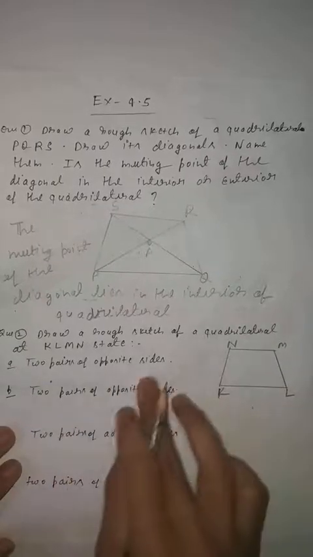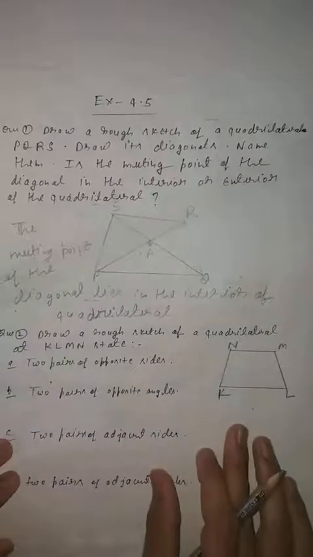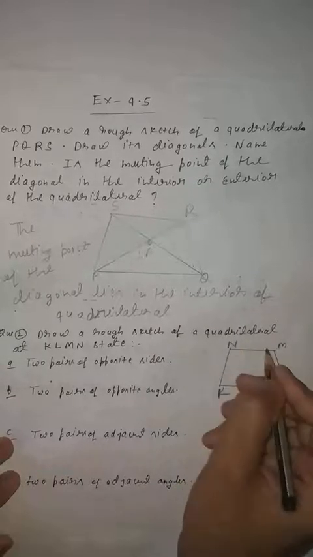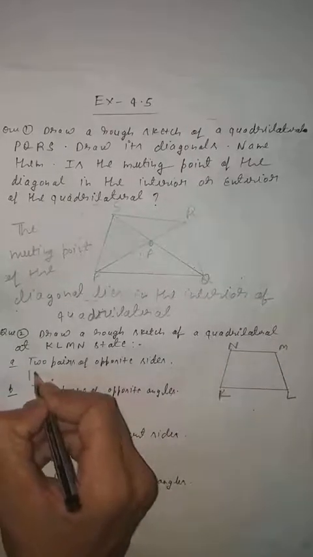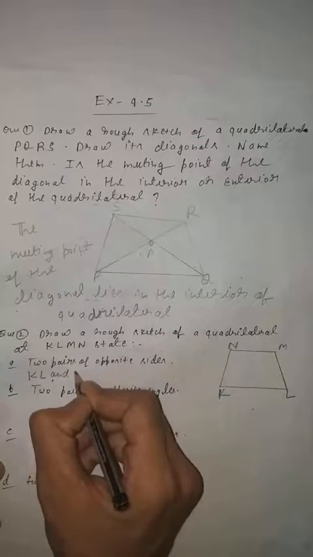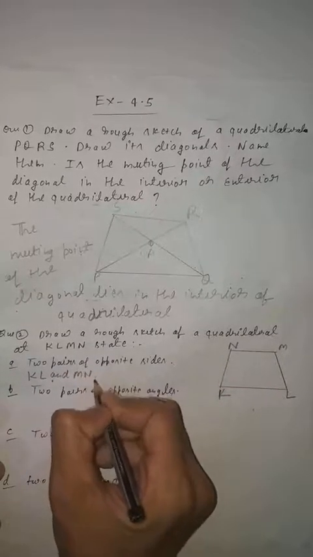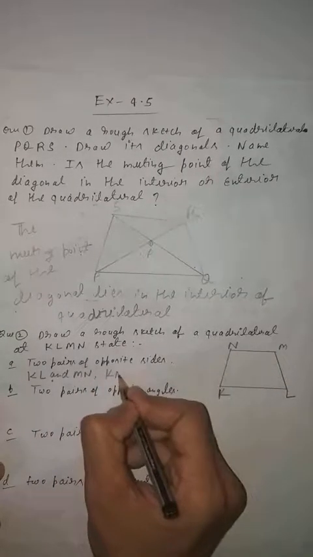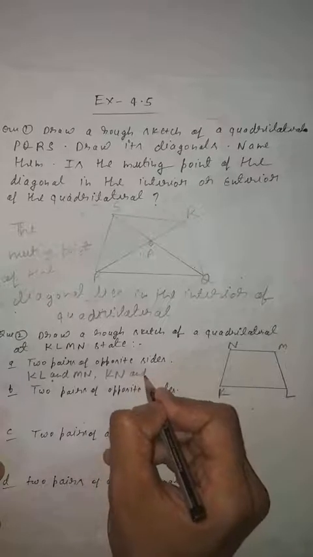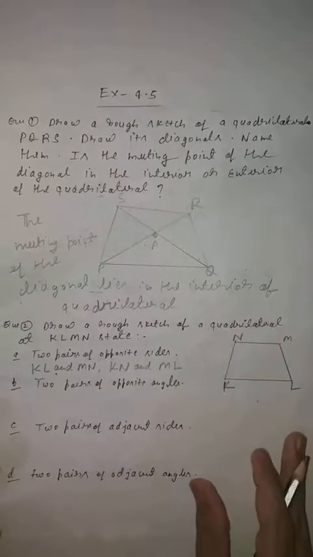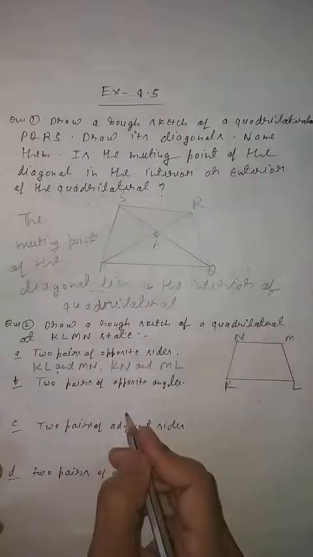Now what is given? Two pairs of opposite sides. Yesterday I explained opposite sides, students. Here you can see KL is opposite to NM. So you can write down KL and MN. And what else can you write down? KN and ML. Clear, students?